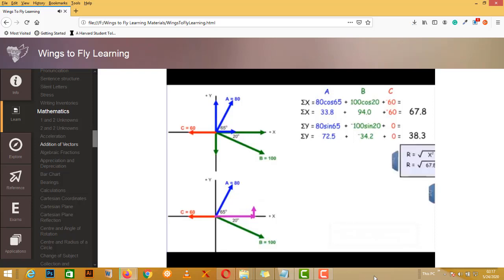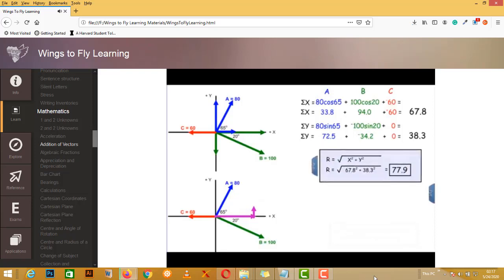So we can then define the resultant by using the Pythagorean theorem. We'll take the square root of our sum of the x's squared plus the sum of the y's squared. And we get a value of 77.9 for the resultant. Let me click on it, and you can see what the vector looks like and what the value is. To find the direction, we have to use the tangent function.